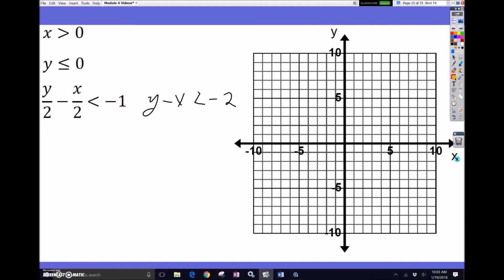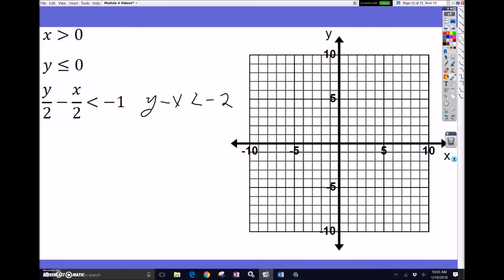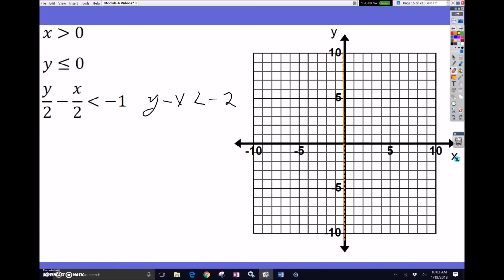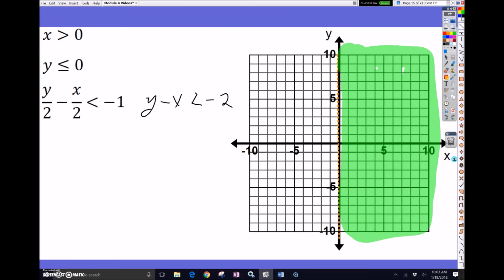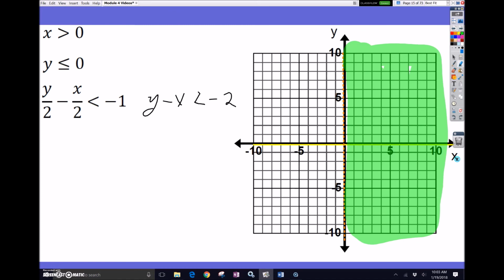X is greater than 0 is going to have a dotted line on the y-axis. So that would be right on the y-axis, and it's greater than 0. So that would shade everything to the right. The next one, it's y is less than or equal to 0. That is going to be a solid line, and that is going to be on the x-axis. This is y equals 0 right here. And I'm going to shade everything below. I'm going to do that in yellow. So far it's overlapping in the 4th quadrant.